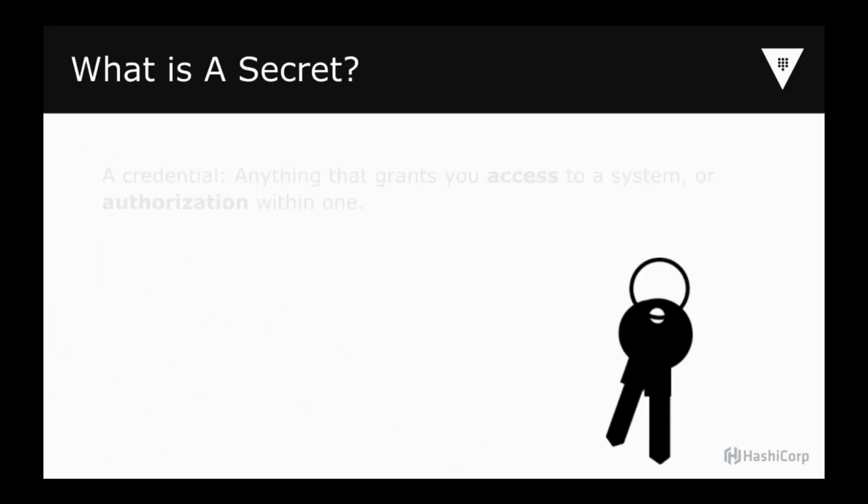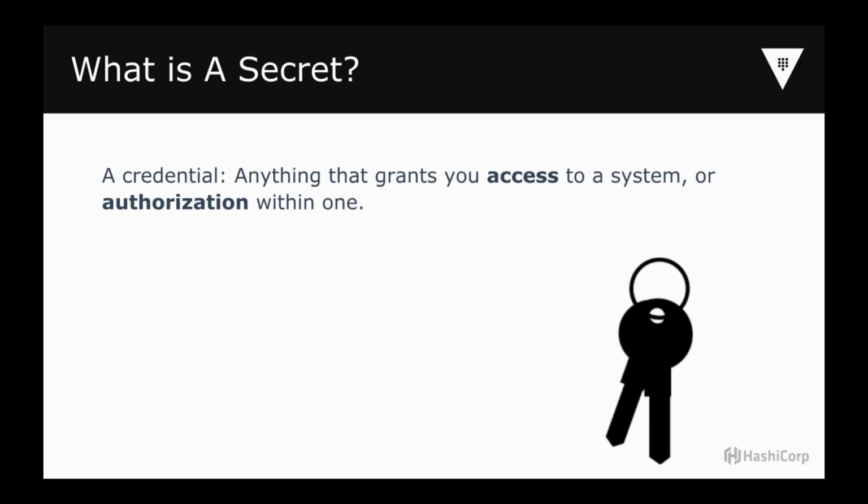What is secret sprawl? What are we talking about? Well, first of all, let's start by defining a secret. A secret is a credential. It's basically anything that grants you access to a system or authorization within one. So obviously we give out credentials because we want to give access to a specific person and give them specific things that they can do within a system. And so it's important that they don't get out to other people or applications because we're not trying to grant other things access. That's the whole point of a credential.